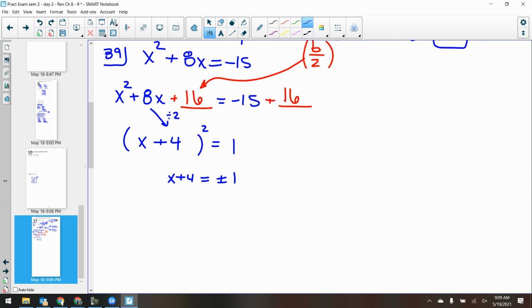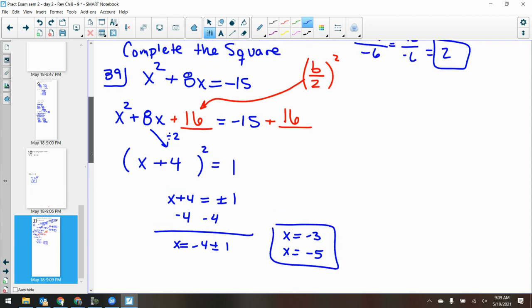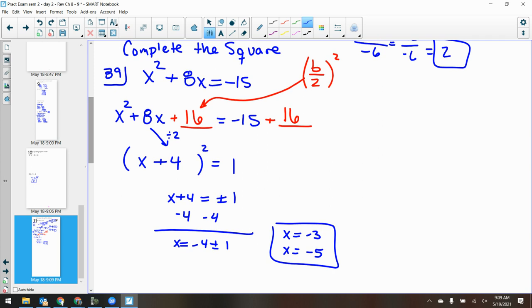Subtract the 4. So that gets me x is equal to negative 4 plus or minus 1. And that gives us our two solutions. Negative 4 plus 1 is negative 3. Negative 4 minus 1 is negative 5. That's completing the square. Remember, let's run through the process one more time.